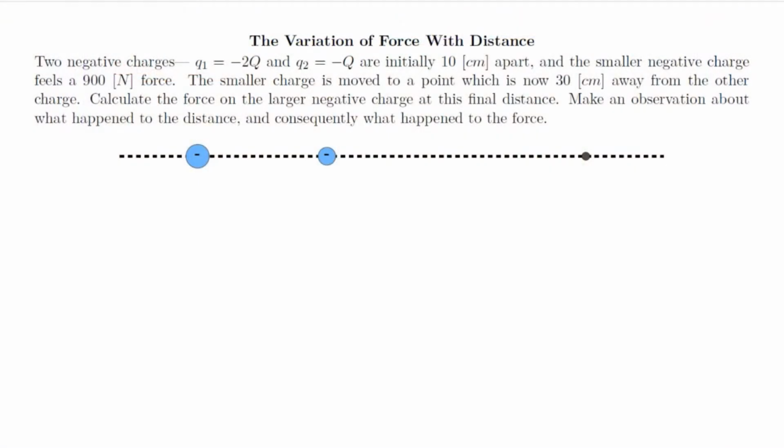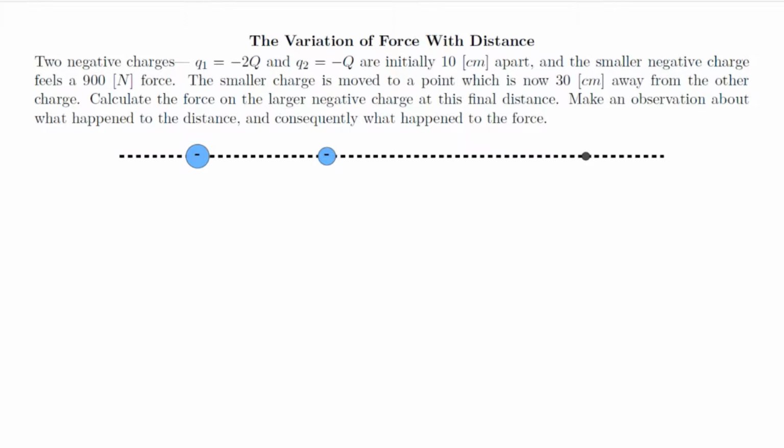So another example we have here, the variation of force with distance. Two negative charges: Q1 has a charge of negative 2Q, and Q2 has a charge of negative Q. So this is implying that one has twice the amount of charge as the other. They're initially 10 centimeters apart, and the smaller negative charge, minus Q, feels a 900 Newton force. The smaller charge is moved to a point which is now 30 centimeters away from the other charge. Calculate the force on the larger negative charge at this final distance.